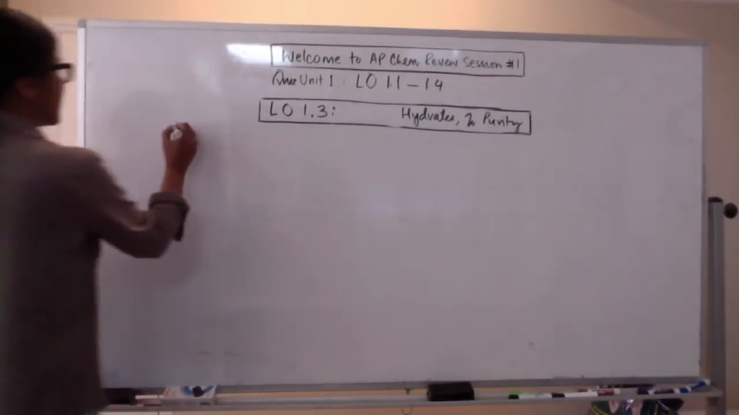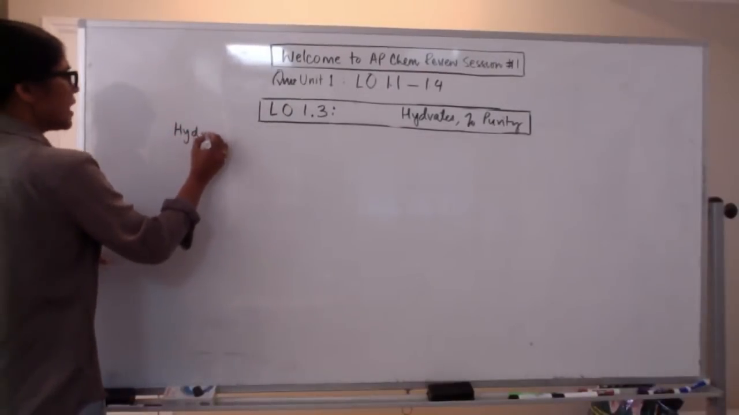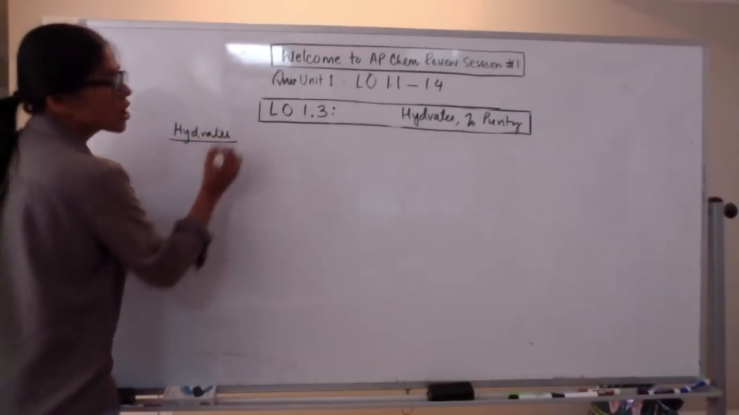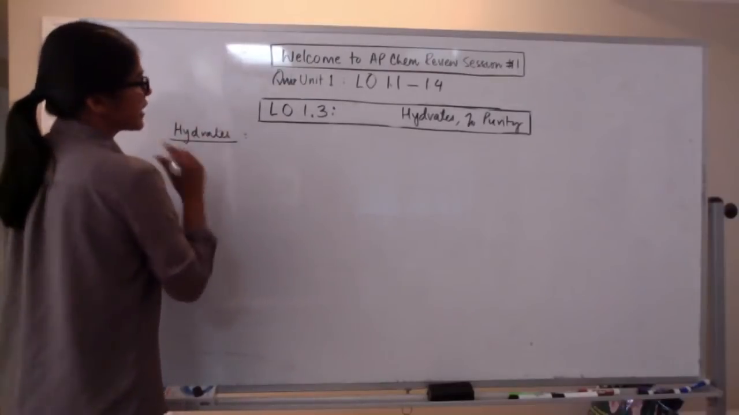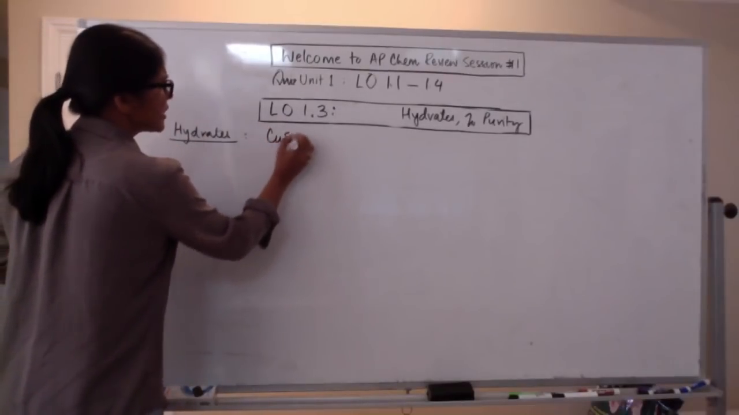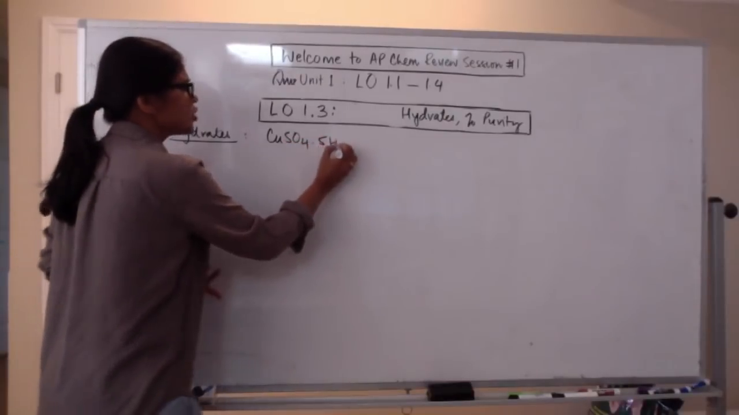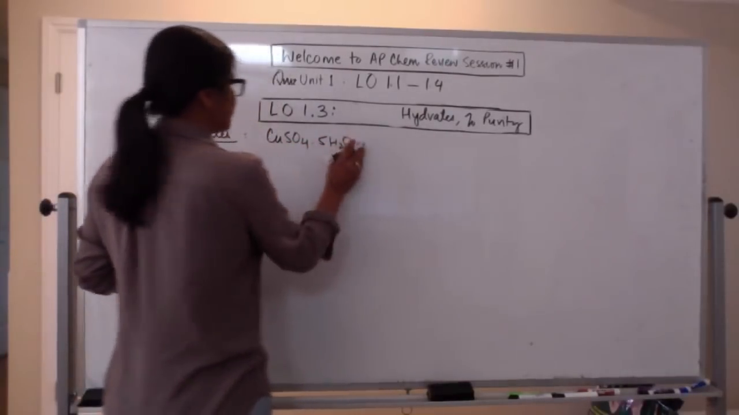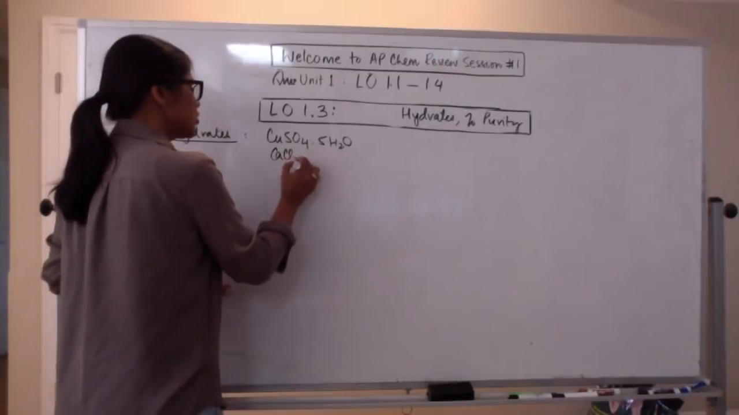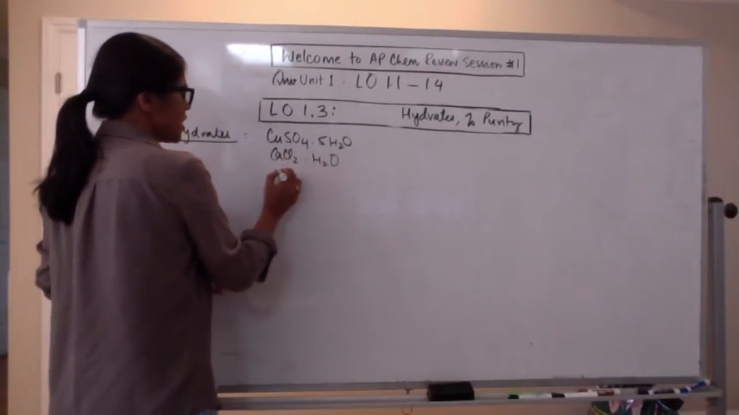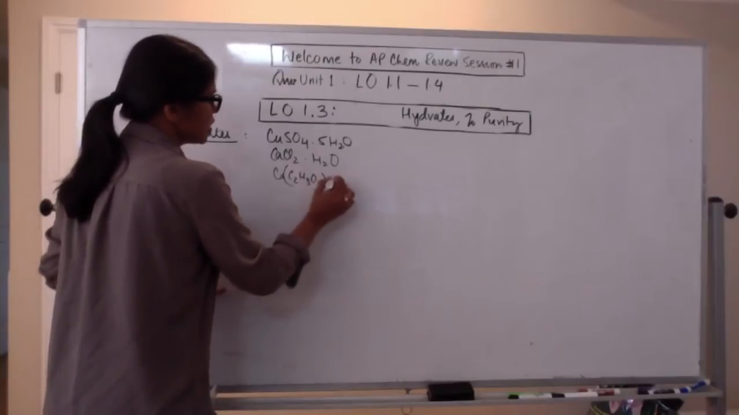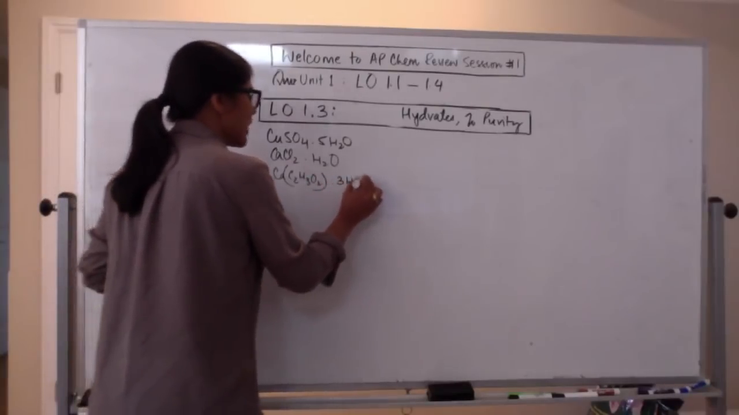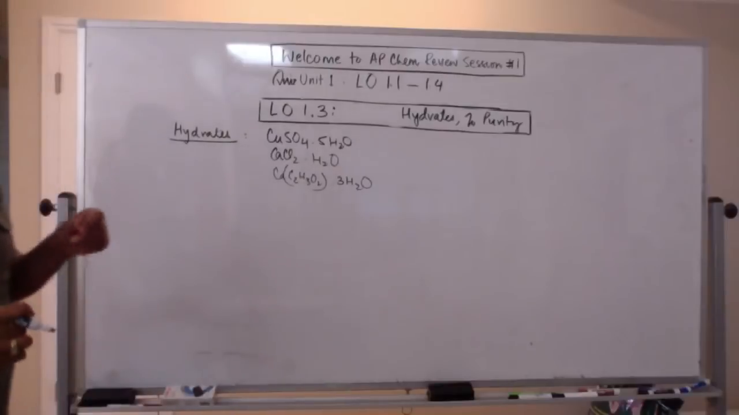So hydrates, guys, are ionic compounds that have water attached to them. Examples of hydrates are CuSO4·5H2O, CaCl2·H2O, CaC2H3O2·3H2O, and so on. All of these are hydrates.